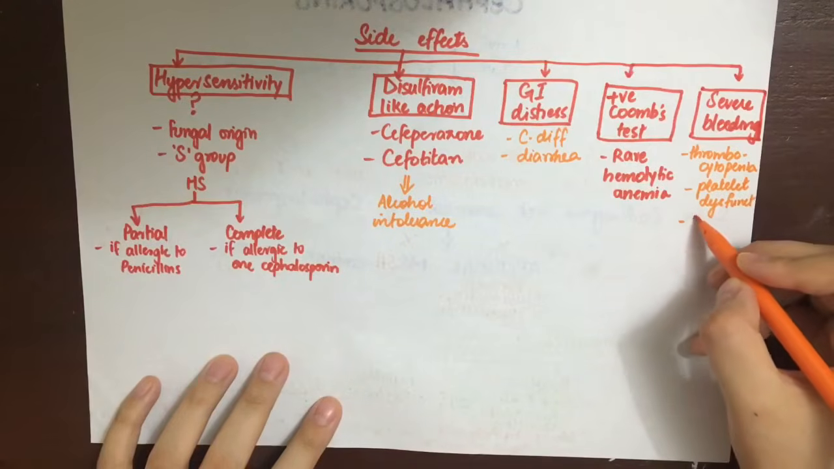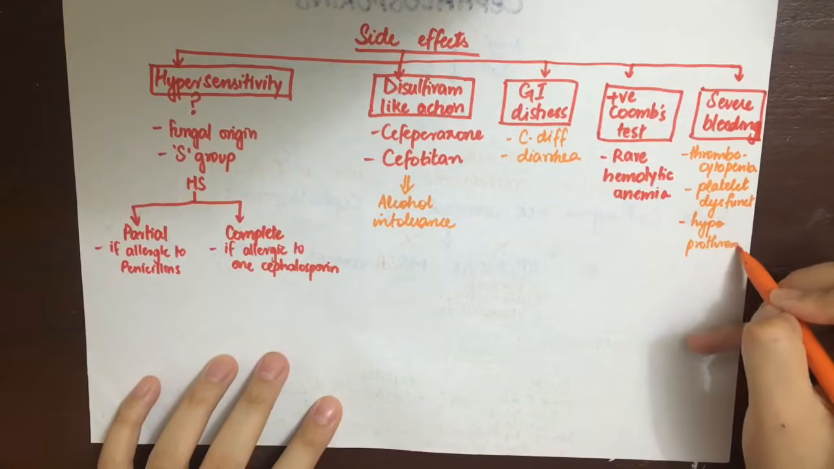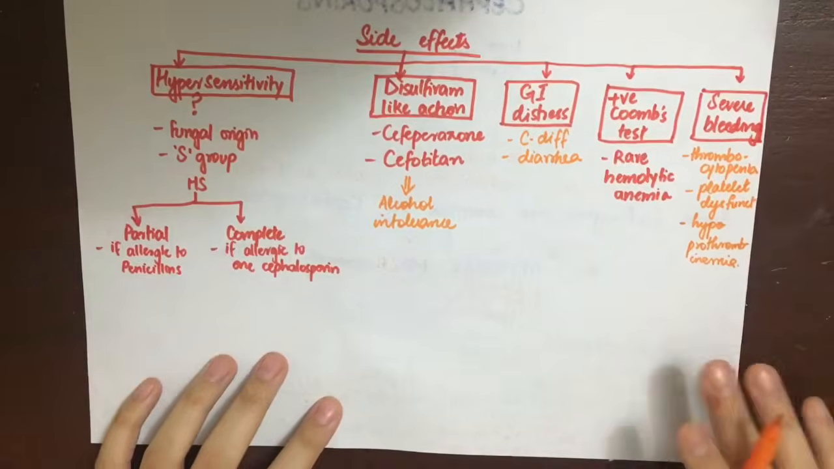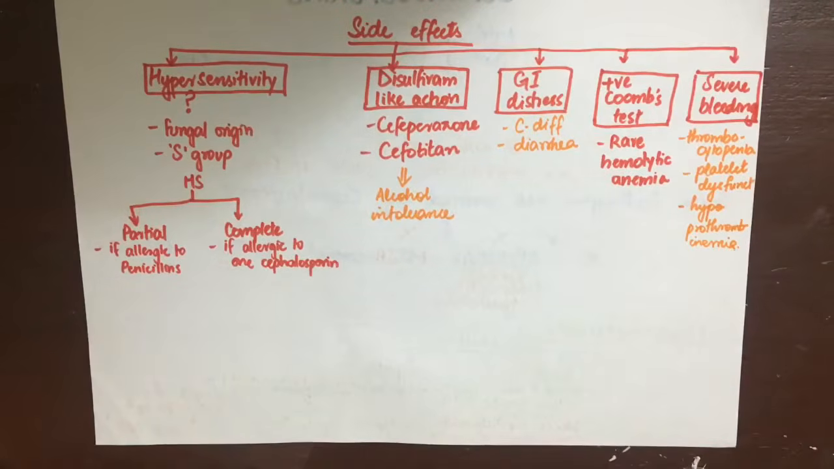Lastly, there can also be severe bleeding and it can be due to hypoprothrombinemia, thrombocytopenia, and platelet dysfunction.